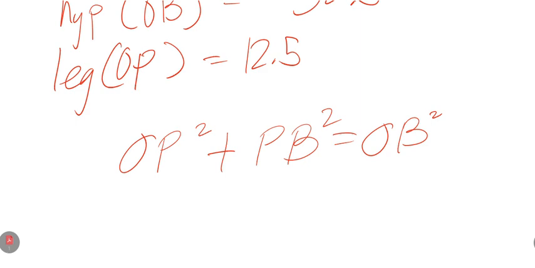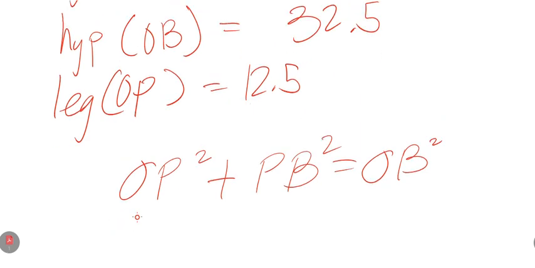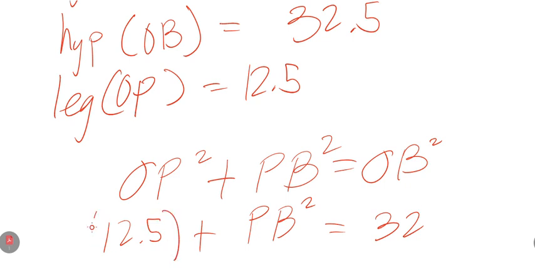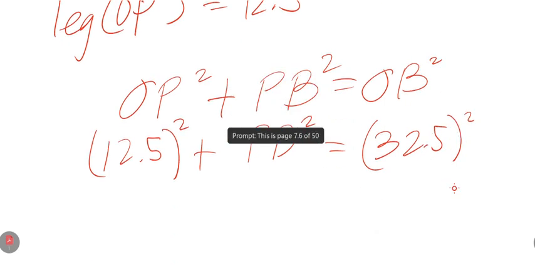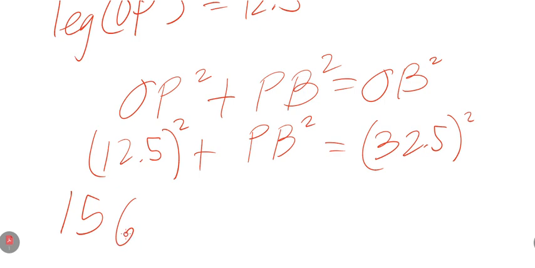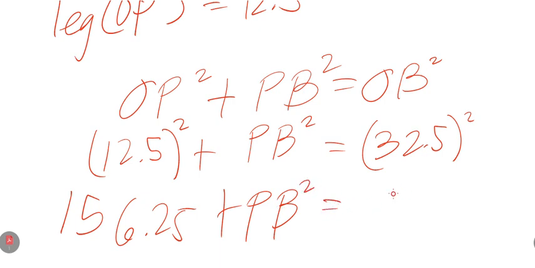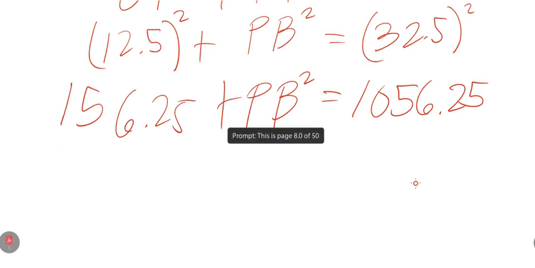Now let's substitute the values. We have OP is 12.5, plus PB, we have PB squared, equal to OB, which is 32.5, squared. So let's square all of them. That's going to give us 156.25 plus PB squared is equal to 1,056.25. Now let's try to solve for PB.